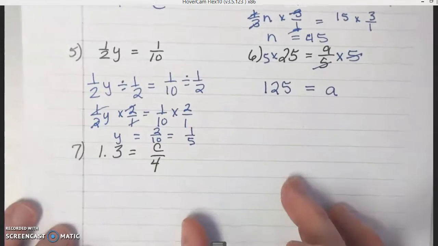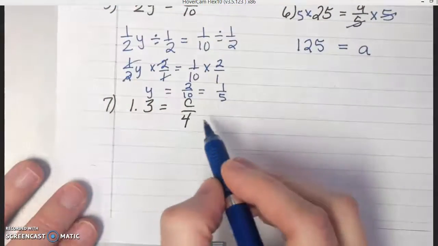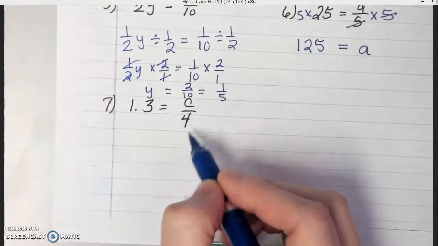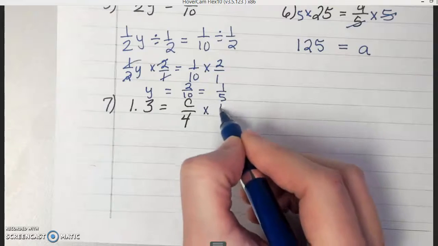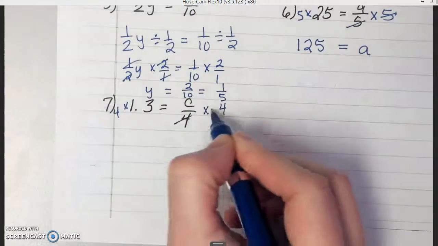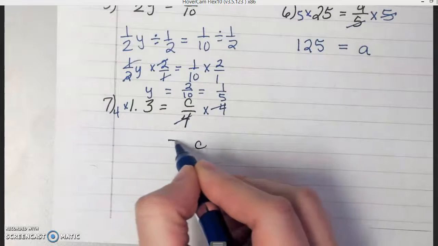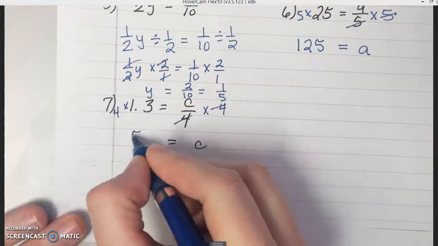And then the last one that I'm doing with you, number 7. Again, notice that the variable is part of the fraction here. So we're going to multiply by 4 and multiply by 4. My 4's cancel out here, leaving me with c. So 4 times 1.3 leaves me with 5.2 for c.